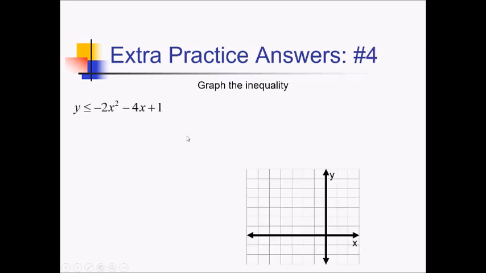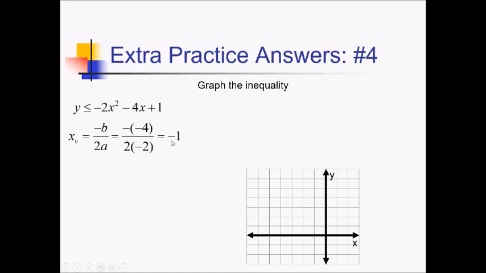On this problem, I'm trying to graph this quadratic inequality here. Let me start by getting the vertex, the x value of the vertex actually, with xv equals negative b over 2a. So that's going to be negative 4 over 2 times negative 2. This is positive 4 over negative 4, so that's negative 1.